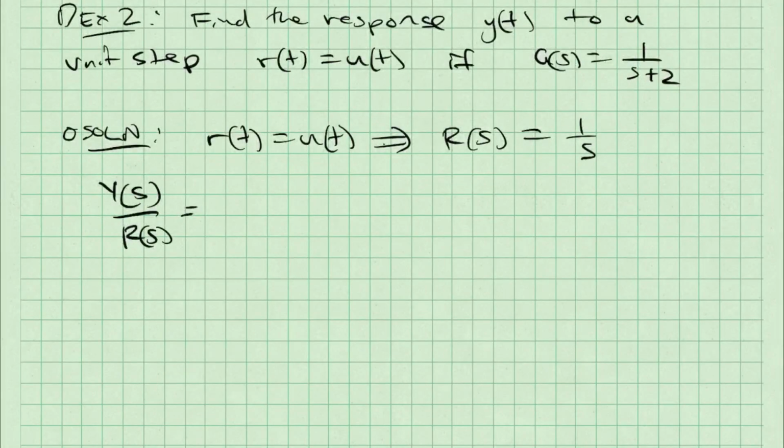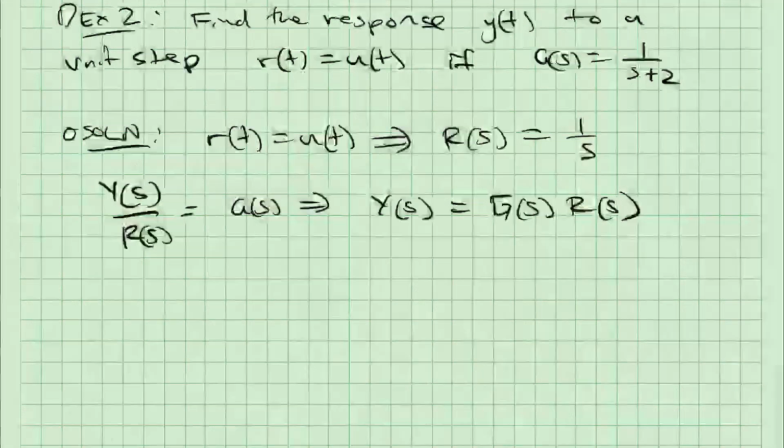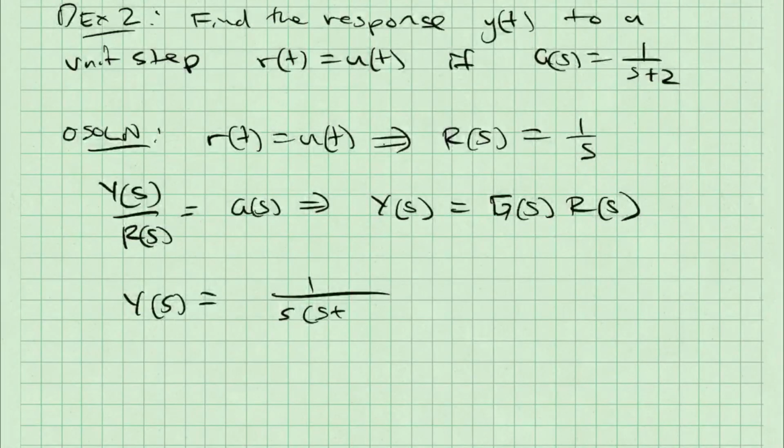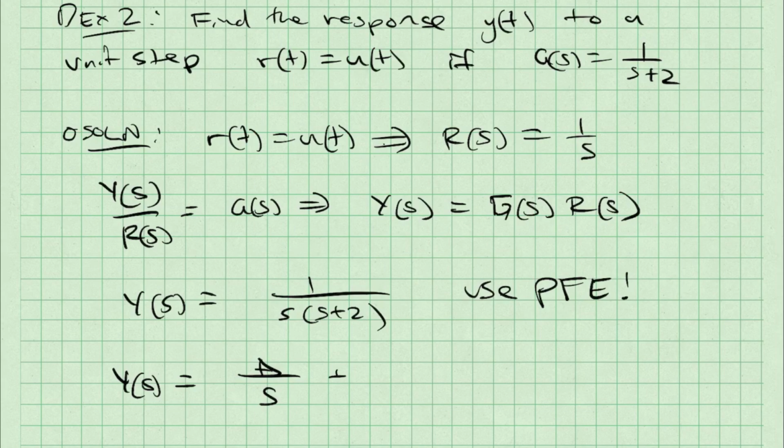I also need to understand that the transfer function y of s over r of s, or g of s, can be manipulated so that I can get the output y of s, which is just equal to the transfer function g of s multiplied by the input r of s. So I'll multiply r of s with g of s to get 1 over s times s plus 2, and I'll use partial fraction expansion to figure out what the inverse Laplace transform will be. Y of s can be expanded to be a over s plus b over s plus 2.